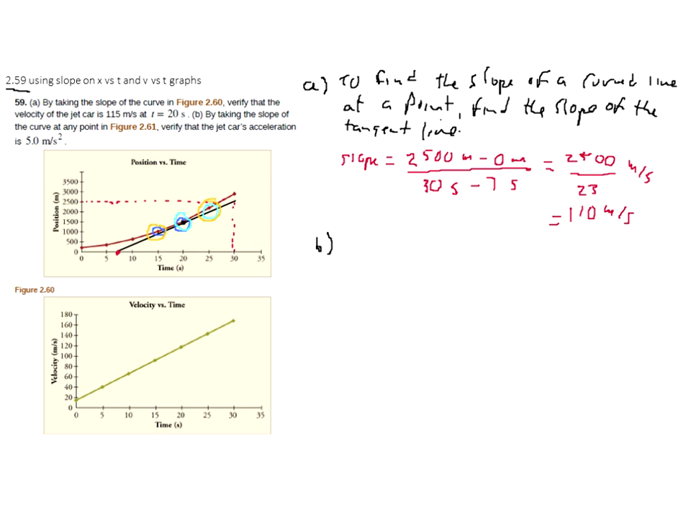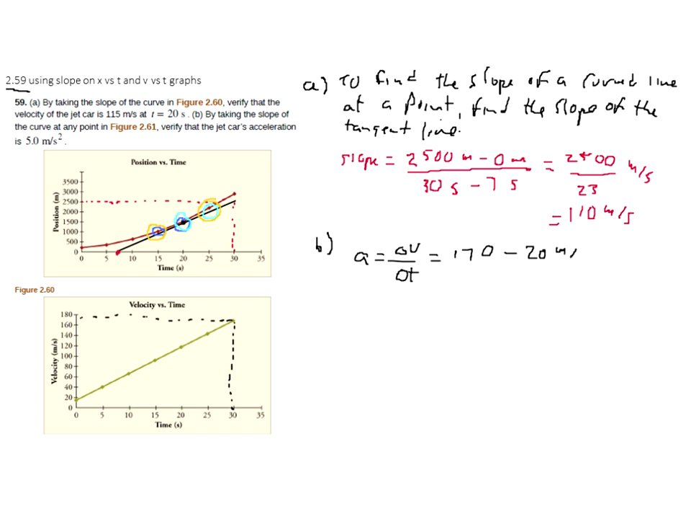All right, and part B, by taking the slope of the curve at any point at figure 2.21, verify that the jet car's acceleration is 5 meters per second squared. So since it's a straight line, we can take any points here. It looks like we've got acceleration equals delta V over delta T. So V at the top looks like it's about 170 or so, minus, and then down here it's about 20.